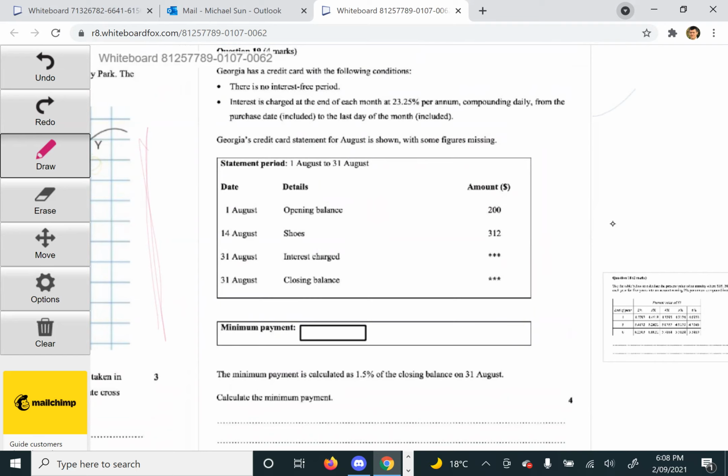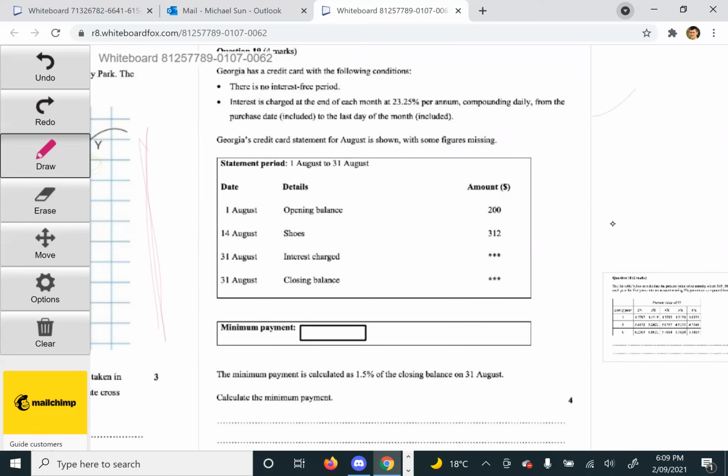You'd have to divide by 365, and then times that by the number of days and then by the amount of debt she has. So what if she has an opening balance of 200, she spends 312. Does that mean you do 23.25% divided by 365 times what, 17 days? And then that times 112. Would that be right?